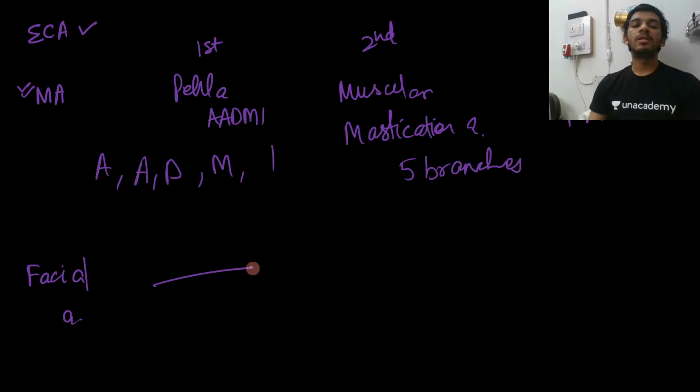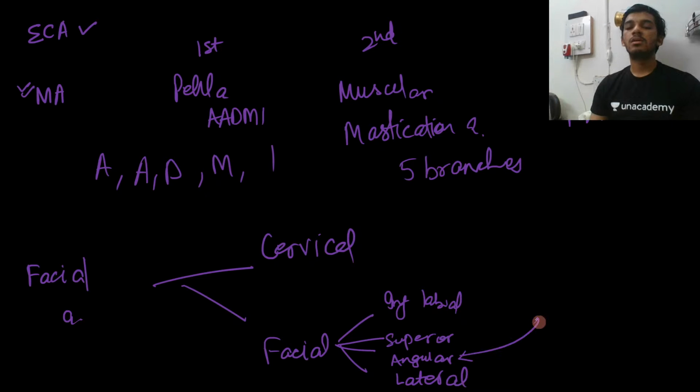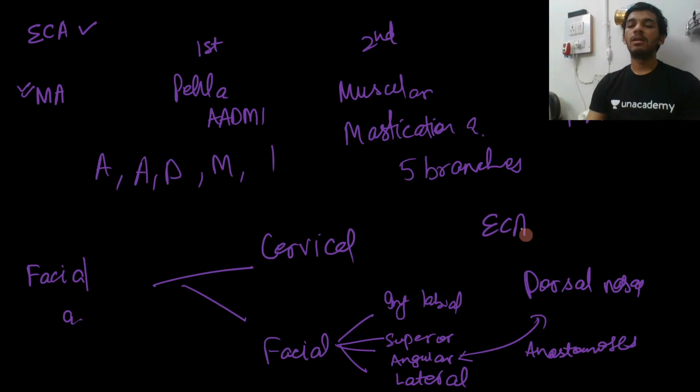For the facial artery, you have to remember that it is divided into two: the cervical part and the facial part. Now, what are the main branches of the facial part? The first branch that comes out is the inferior labial. Then you have the superior labial. Then it continues as the angular artery, which gives a lateral nasal branch. The angular artery anastomoses with the dorsal nasal branch, the branch of the internal carotid. So this is an anastomosis between the external carotid artery and the internal carotid artery.